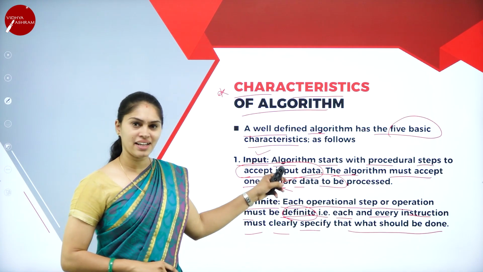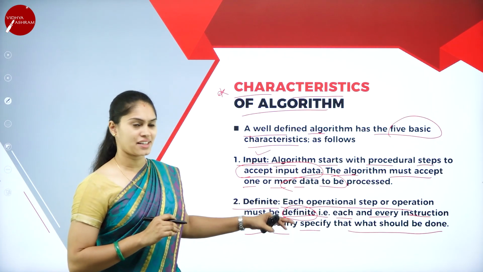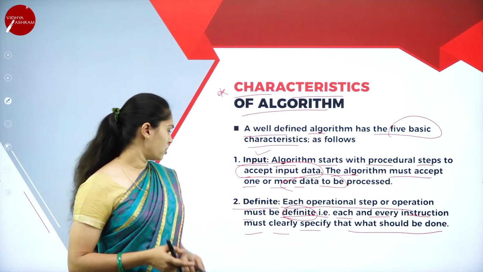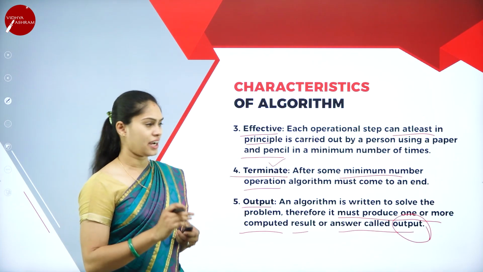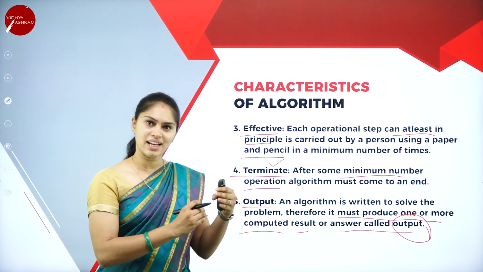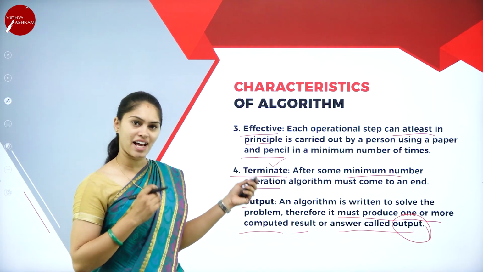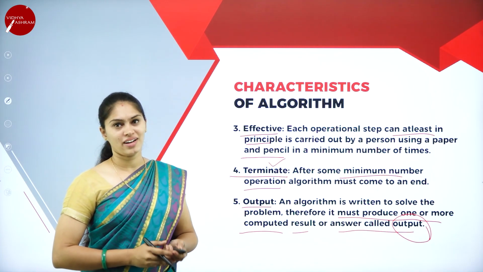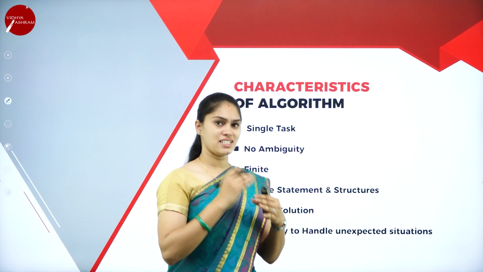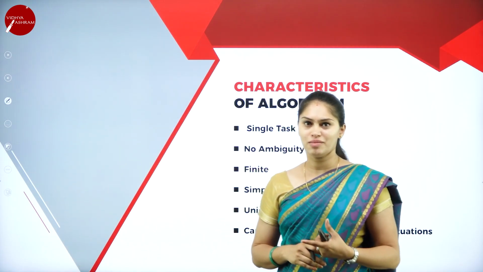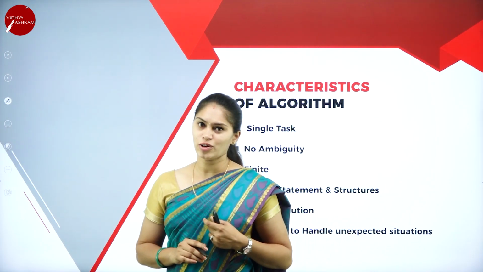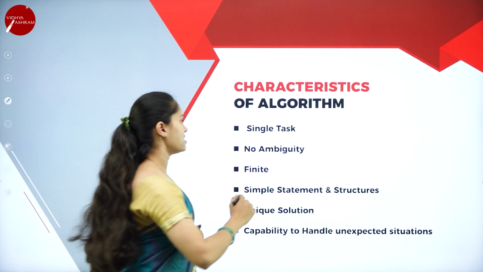So if I am writing an algorithm, it must have all these characteristics. It should be well defined. We have to give one or more inputs, the number of stages must be definite, and it must be effective in order to solve a problem. At a particular stage it has to terminate, then lead to a particular output or result. If I summarize, an algorithm is nothing but a step-by-step procedure in order to solve a problem.